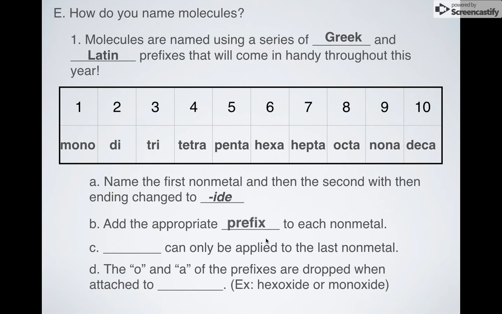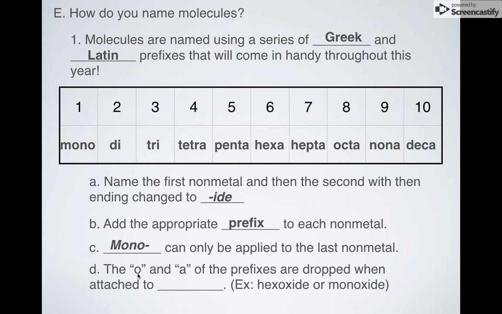Then what you do is you add the appropriate prefix to each nonmetal. So mono can only be applied to the last nonmetal. You don't always add mono to everything. It's not monocarbon monoxide. That's redundant. So if you say just carbon, we know that that's one thing.